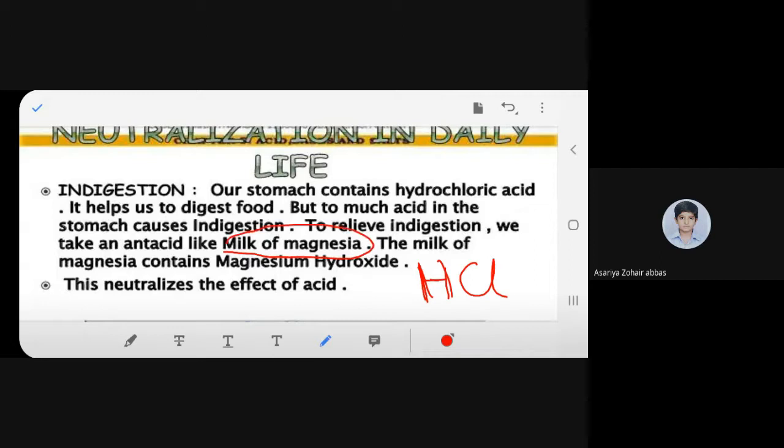Milk of magnesia has magnesium hydroxide. I will tell you what magnesium hydroxide looks like. Mg(OH) twice. This is the formula of magnesium hydroxide. Now, when you're having an antacid, you must have heard of Digene. Have you heard of Digene tablets, beta?